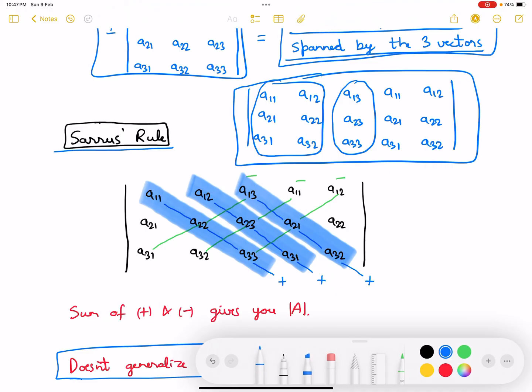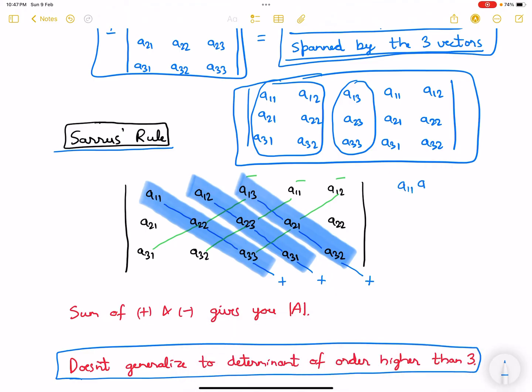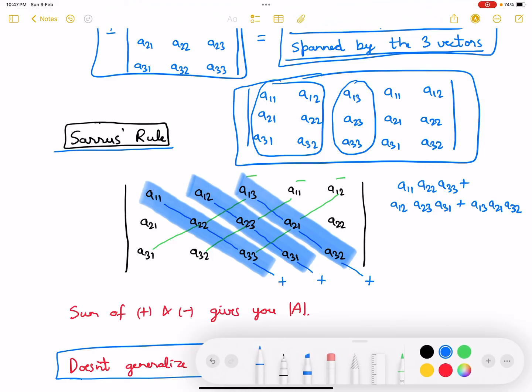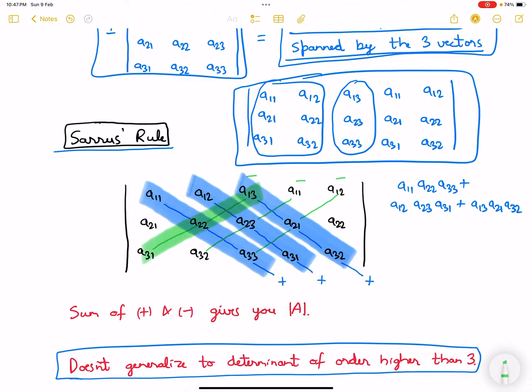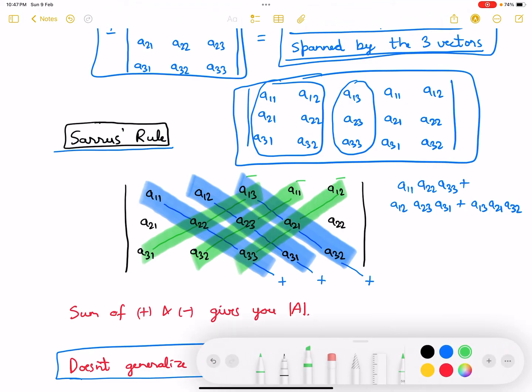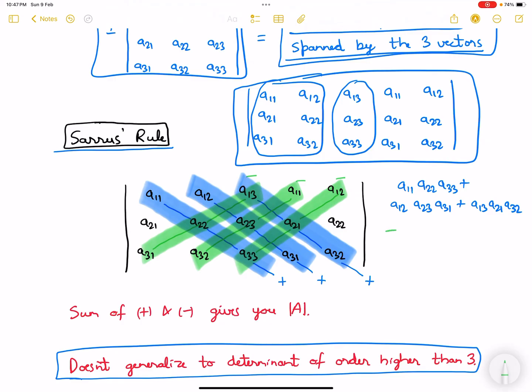So what we have is A11, A22, A33 plus A12, A23, A31 plus again A13, A21, A32, and from this we will subtract these diagonals, first, second and third. So this would be minus A13, A22, A31 minus A32, A23, A11 and then minus A33, A21, A12.